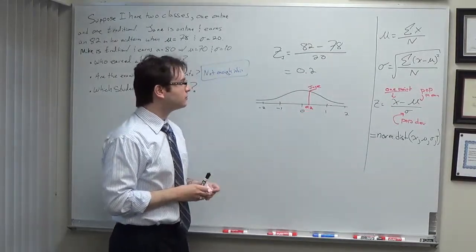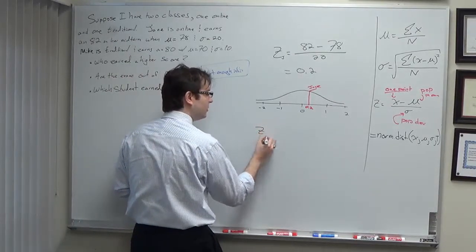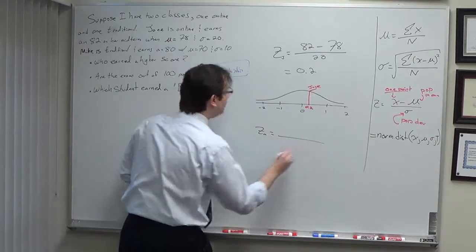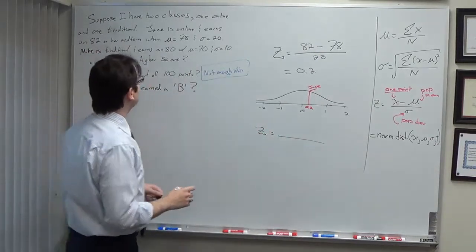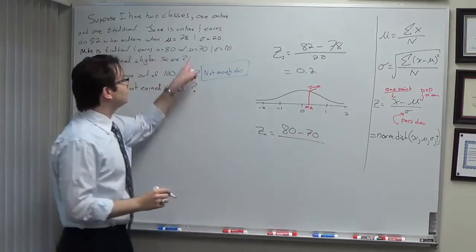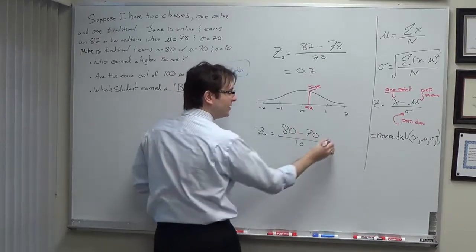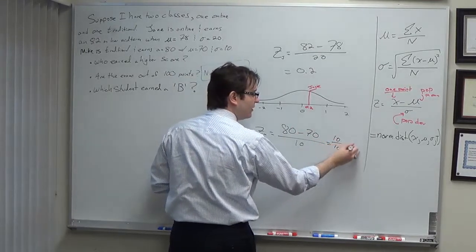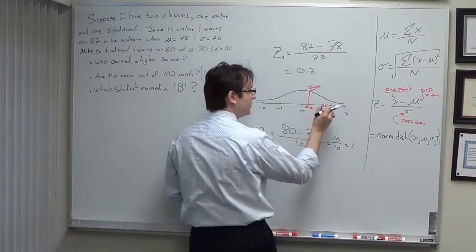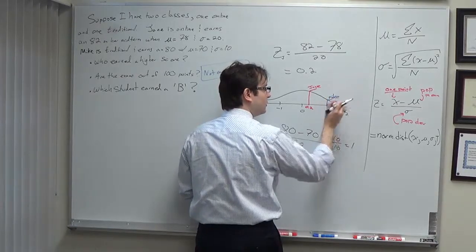Here's Jane. Let's calculate the same score, the z-score, now for Mike, so I have z sub m. Mike's a little different. His raw score was an 80. The mean score was a 70, and his standard deviation was 10. 80 minus 70 is 10, and over 10 equals 1. Mike's score is here.